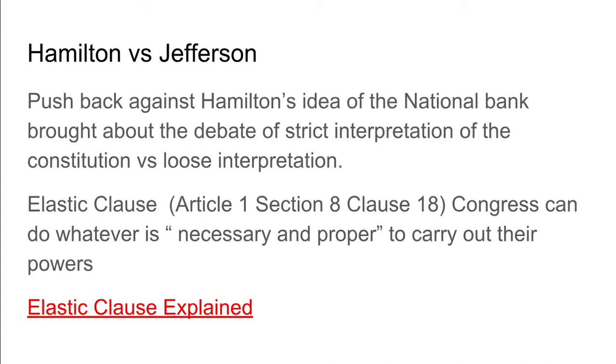That's going to lead to us coming about what's called the elastic clause. The elastic clause is in the first article of the Constitution, so it's about the legislative branch, and it's underneath Clause 8. And it says Congress can do whatever is necessary and proper to carry out their powers. So if we say Congress has the power to have a military, then Congress has the power to levy taxes to fund the military, because that's necessary to have a military. You can't have a military without raising taxes for it. So let's take a quick break here and look at the elastic clause.